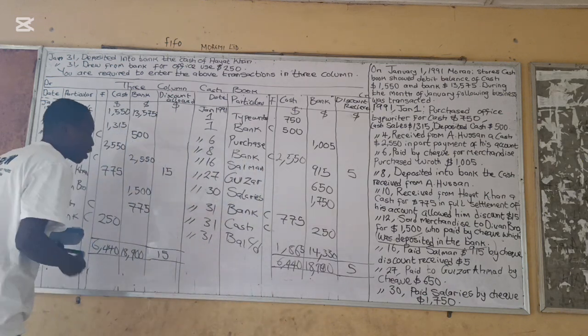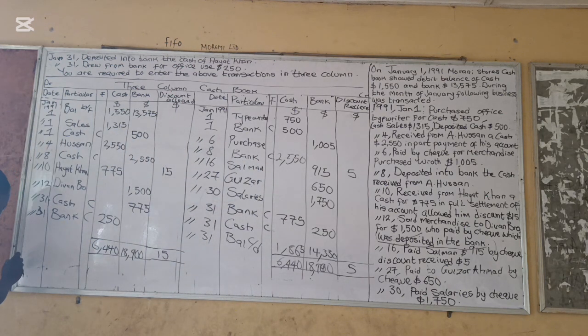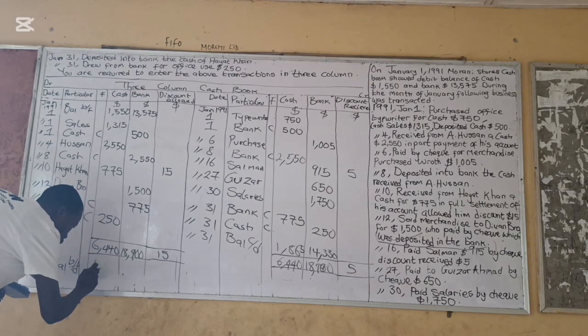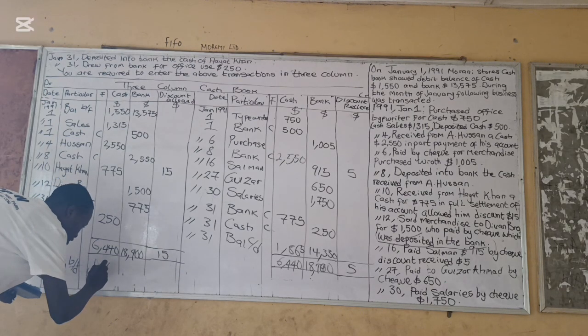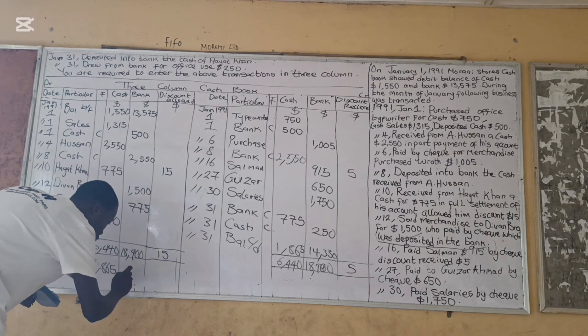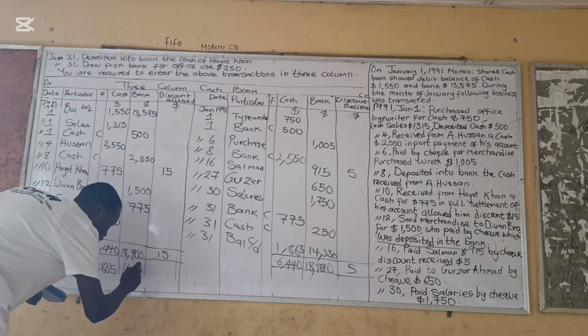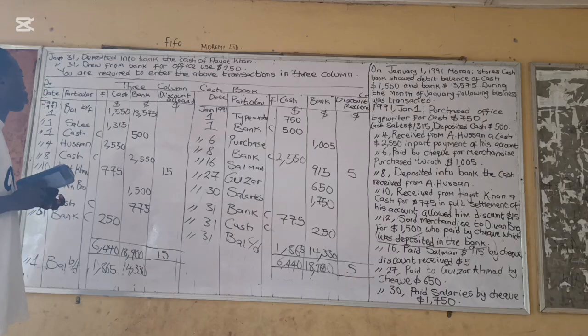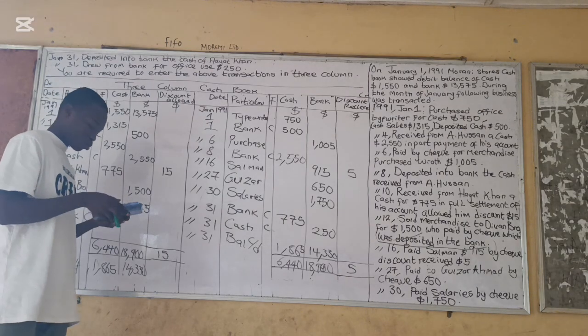So since we have gotten our balance carried down, let's print all this. Now you are going to have your balance brought down for the next period, which is 1st of February. So we have our balance brought down. So we have $1,865, and the next one $14,330. So we are done. We have prepared our 3-column cash book.